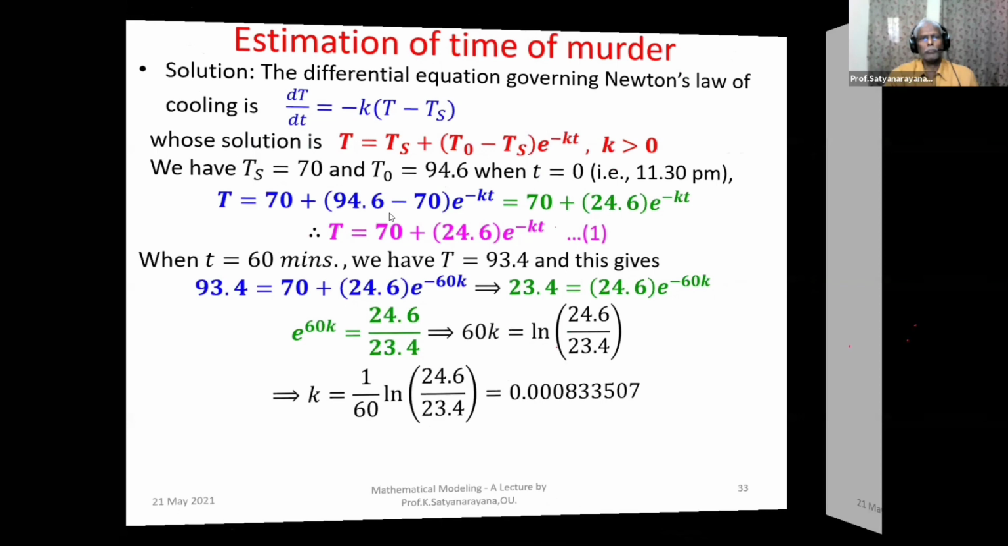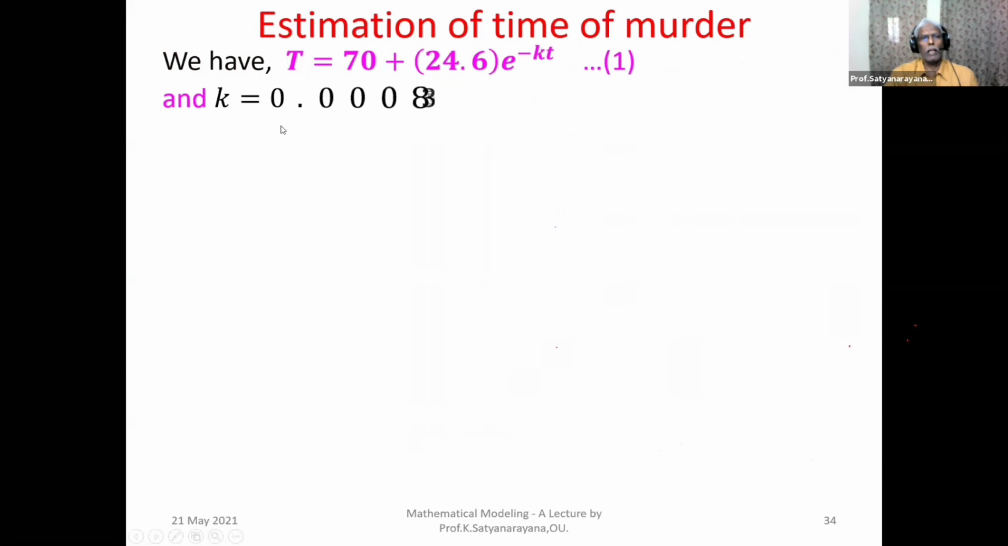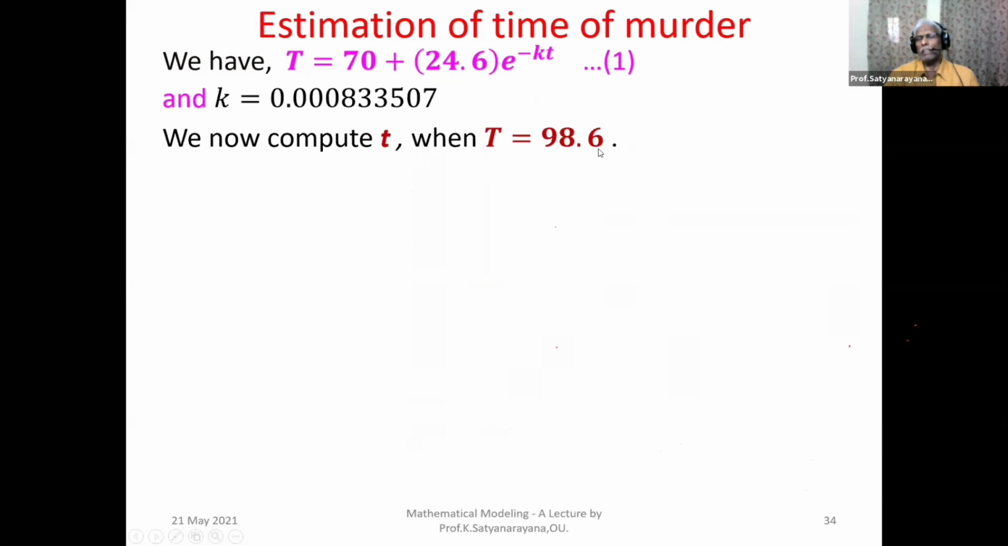So we have this equation. I've already computed the k value here. And now we compute t when this T is equal to 98.6 degrees. What is this 98.6 degrees? This is the temperature of a normal human being in a healthy state.